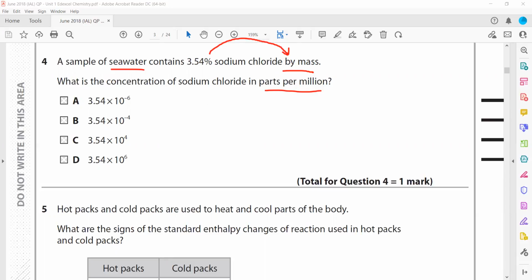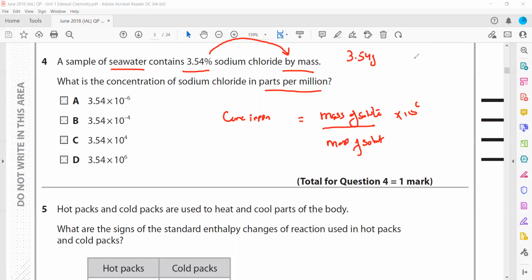The formula for concentration in ppm is mass of solute, or it can be volume of solute depending on the unit in which they give us the question, divided by mass of solvent or the solution, times 1 million. That's the formula. Because a percentage always refers to 100, if we have 3.54 grams of sodium chloride in 100 grams of seawater, the mass of solute will be 3.54, the mass of the solution will be 100, and then it is multiplied by 1 million.